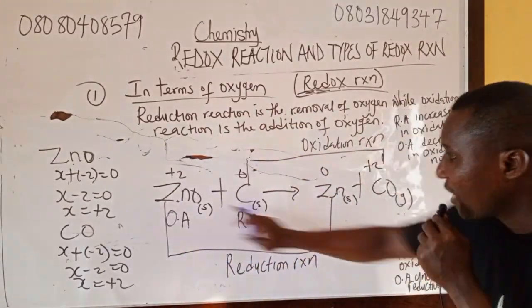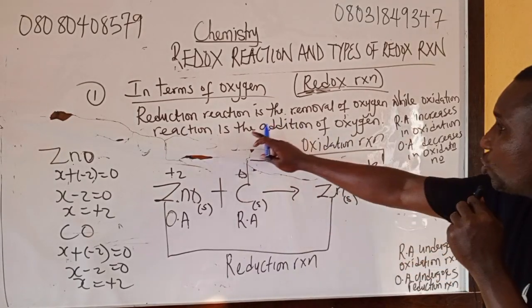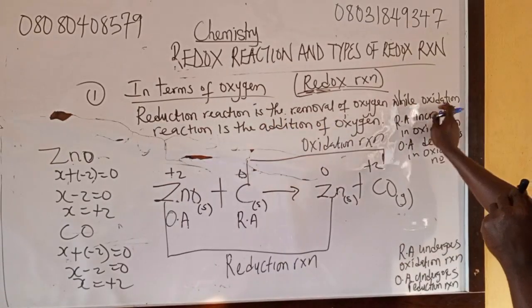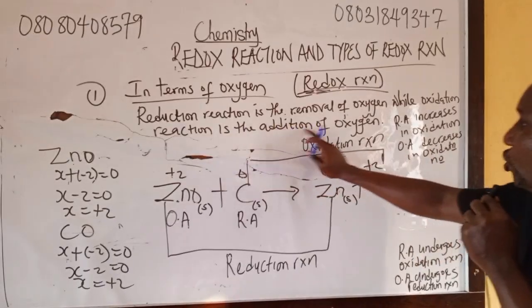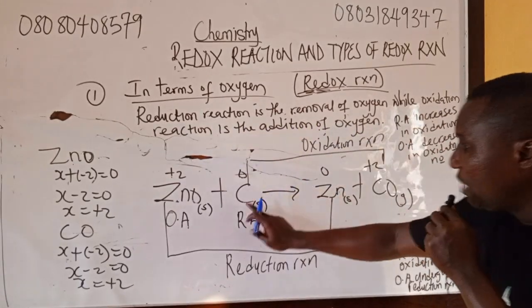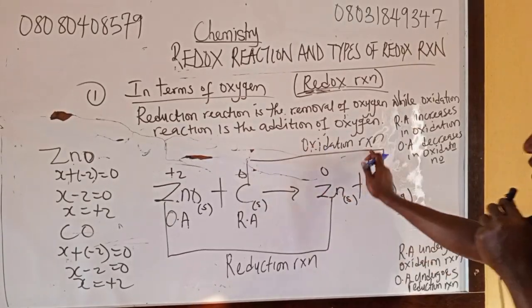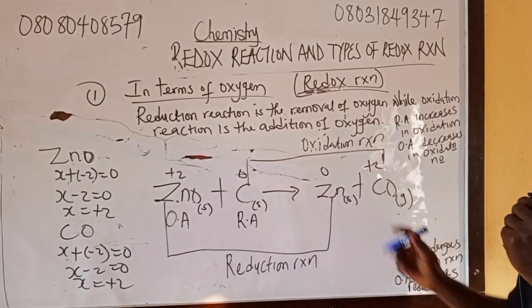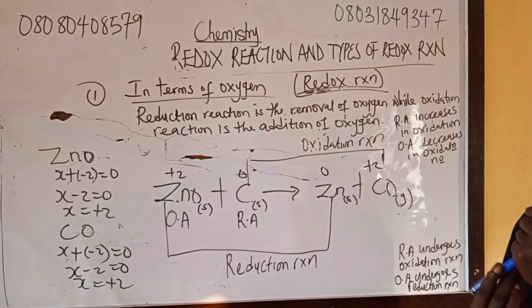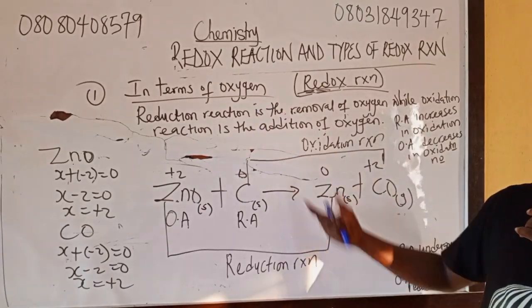Then I said reduction reaction is removal of oxygen. Reduction reaction. Can you see oxygen has been removed? Oxidation reaction is the addition of oxygen. Can you see oxidation reaction? Oxygen has been added to carbon. Oxidation reaction. Take note of that. That is the first definition of redox reaction in terms of oxygen with an illustration.